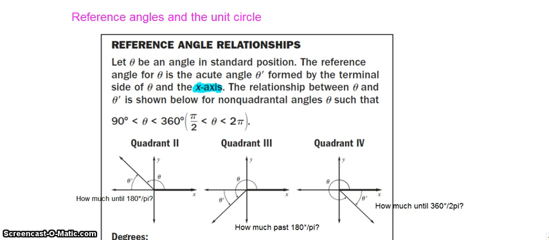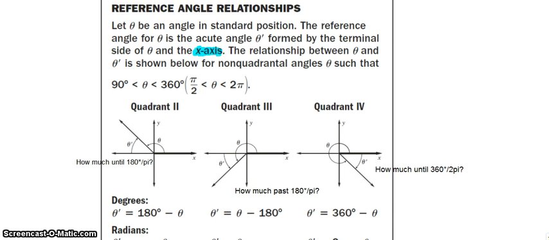and it is formed by the terminal side and the x-axis. So we're not worrying about the y-axis, we're just worrying about that x-axis. And if we're in the second quadrant, it's going to be, how much more is it until we reach that 180 degrees or pi? In the third quadrant, it's going to be how much past the 180 degrees or pi. And then in the fourth quadrant, we're going to be looking at, okay, how much more is it until that 360? Because again, we just want to look at that x-axis. We don't want to worry about the y-axis, just that x-axis and the relationship between 180 and 0 or 2 pi.